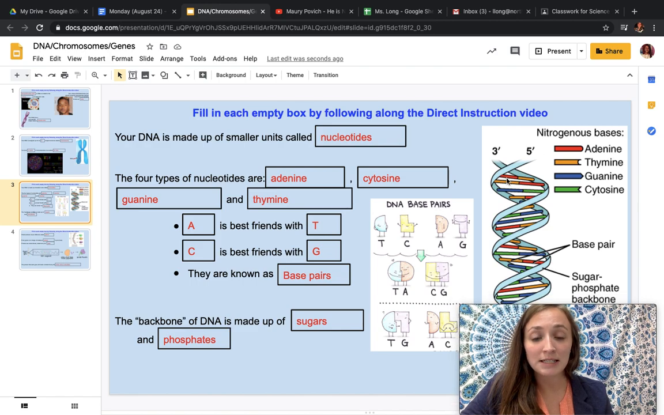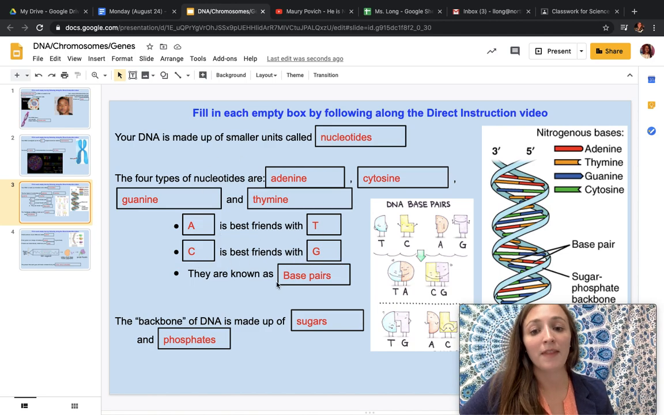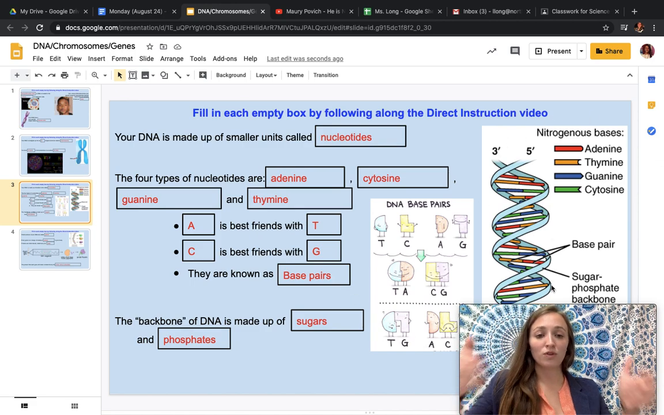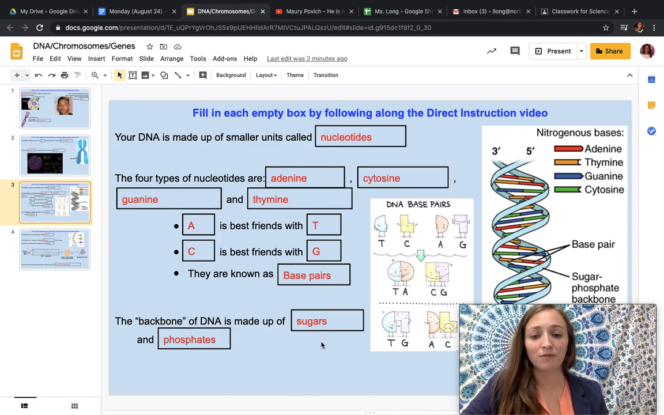Making up your DNA are what we would call the steps of the ladder, nucleotides. The 4 nucleotides are adenine, or A, cytosine, C, guanine, G, or thymine, T. A will only match up with T, C will only match up with G, and that's what makes base pairs. The backbone, or the outside of the DNA, is made up of sugars and phosphates.